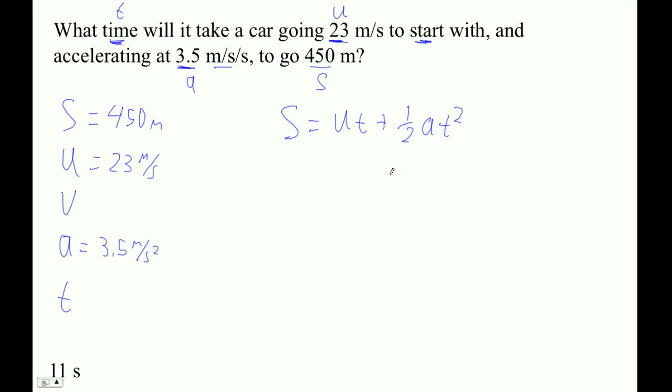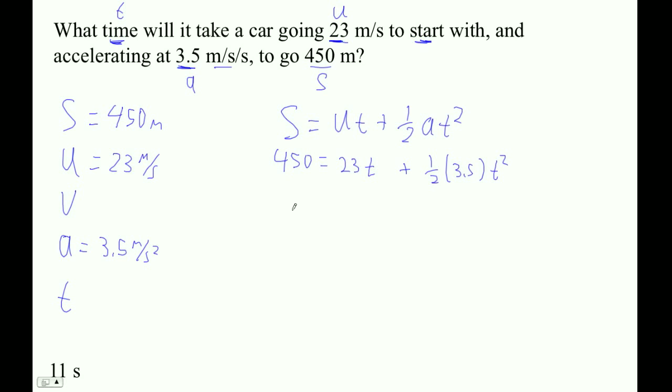Right? Now here is the problem. If I plug these numbers in, this just doesn't look very nice. 450 is equal to 23 T plus 1/2 times 3.5 T squared. Now if you look at this, this is kind of tricky, right? We've got T to the 0, T to the 1, T to the 2. It cannot be easily factored, right? This is definitely a quadratic equation, and the way you would actually solve it is you would set it up this way, right?